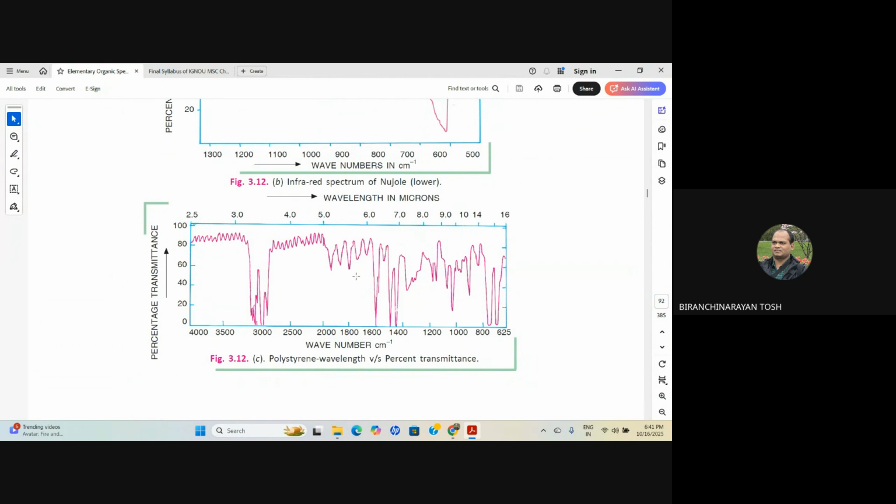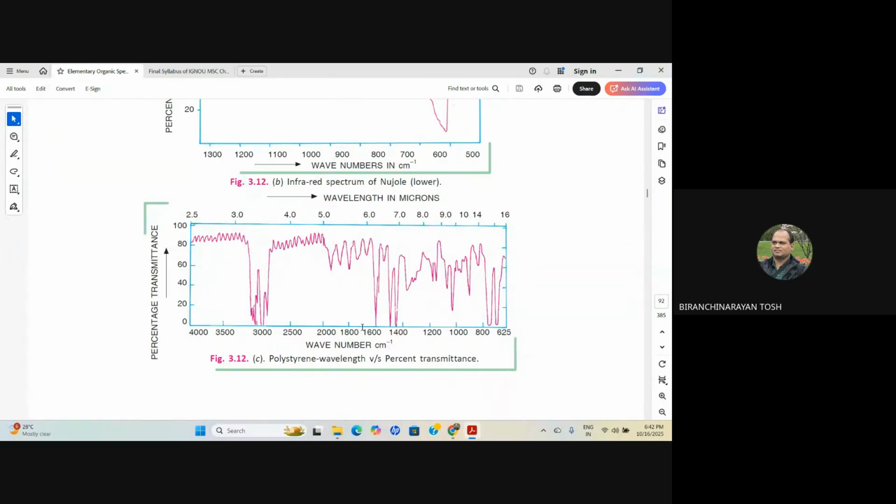Here one peak I am getting around 1600. 1600 means it is the carbon-carbon double bond. Just now we discussed, if there is a carbon-carbon double bond, the vibrational frequency will come around 1600. So like that, some peak positions we have to remember. There are also some data tables.